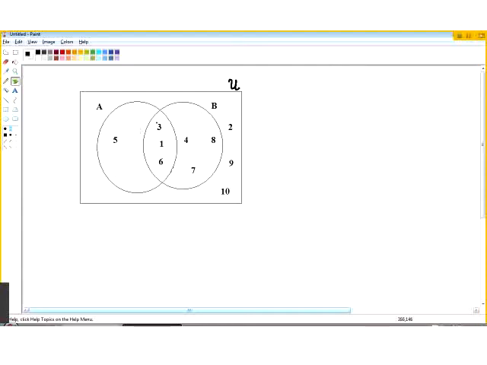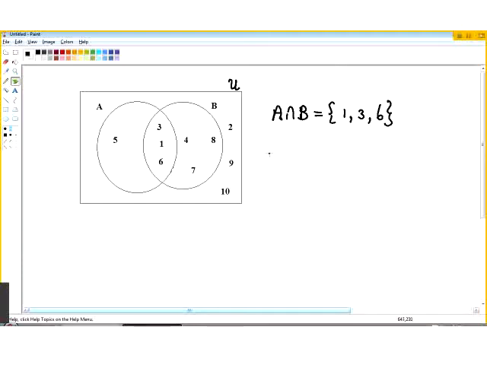Alright. So let's say we are asked to give A intersect B. A intersect B will be what's common between A and B. So that will be the elements 1, 3, and 6.